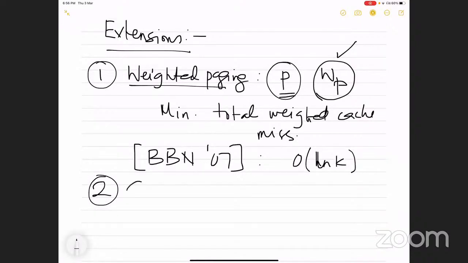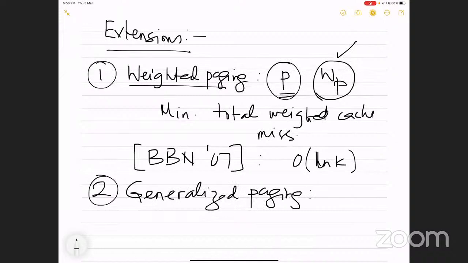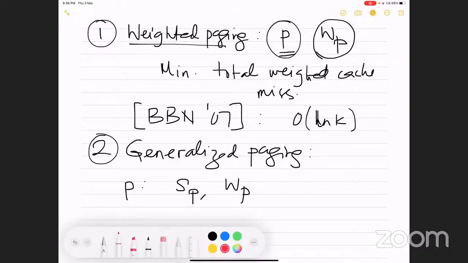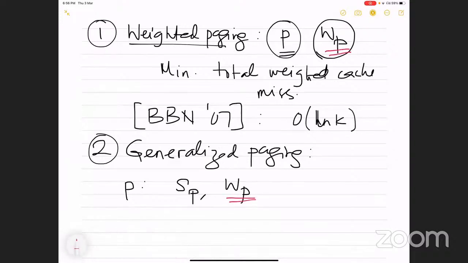A more general version is called generalized paging, or generalized caching. Now here a page P has two things: a size SP and a weight WP. Normally you would think of size and weight as being more or less the same, but let's think of them as two different quantities. Weight tells me how much it costs to evict this page P.